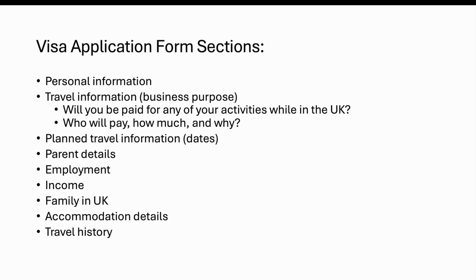be honest in these sections. The next section is family in the UK. You declare whether you have any family members in the UK. Then it asks for accommodation details. Where are you planning to stay in the UK? Even if you have not booked yet, it's okay.